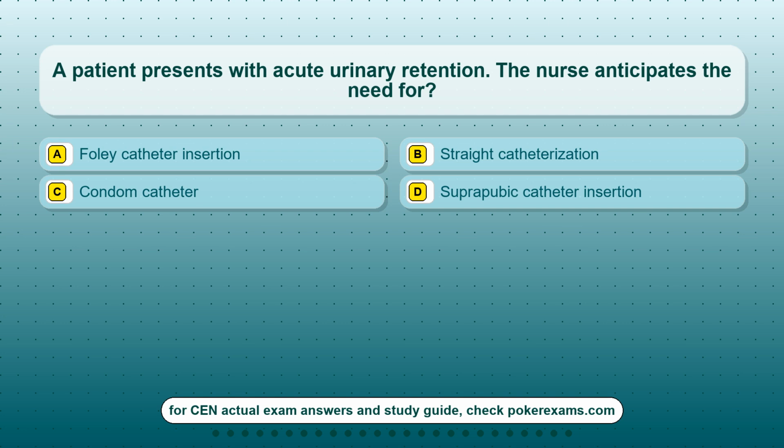Question 9. A patient presents with acute urinary retention. The nurse anticipates the need for option A, Foley catheter insertion, option B, straight catheterization, option C, condom catheter, option D, suprapubic catheter insertion.